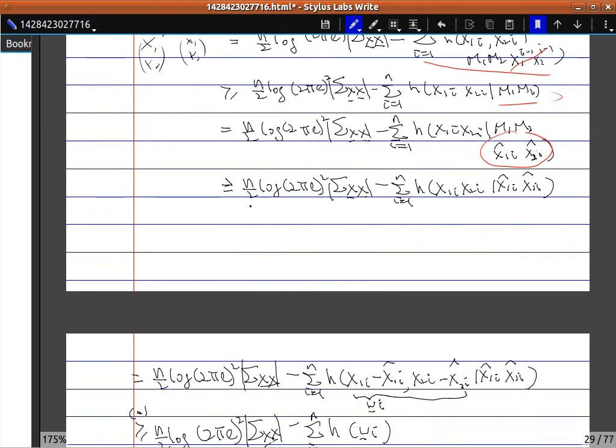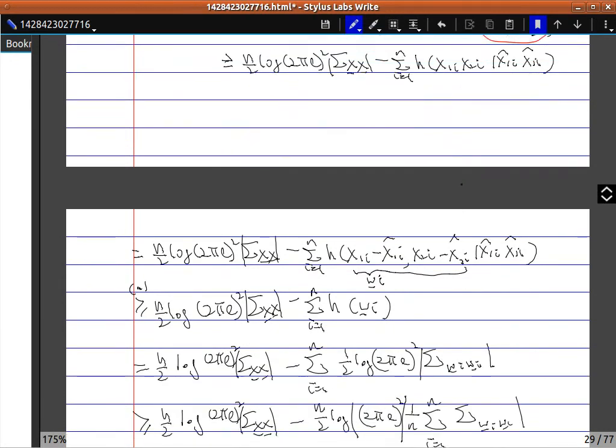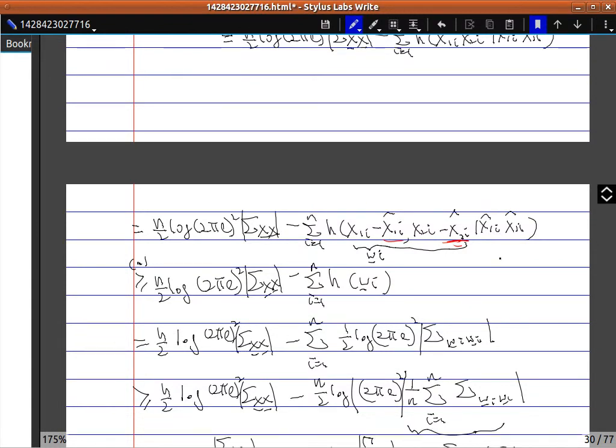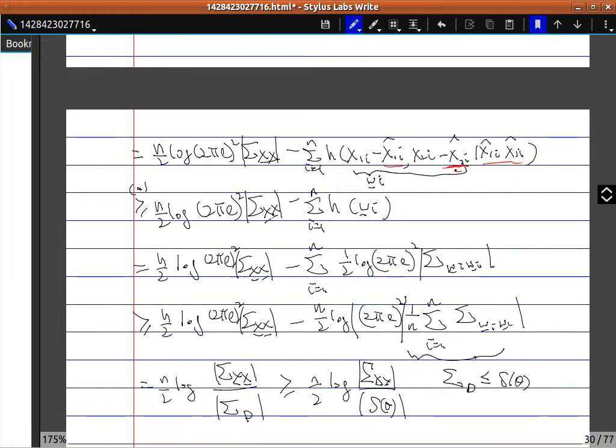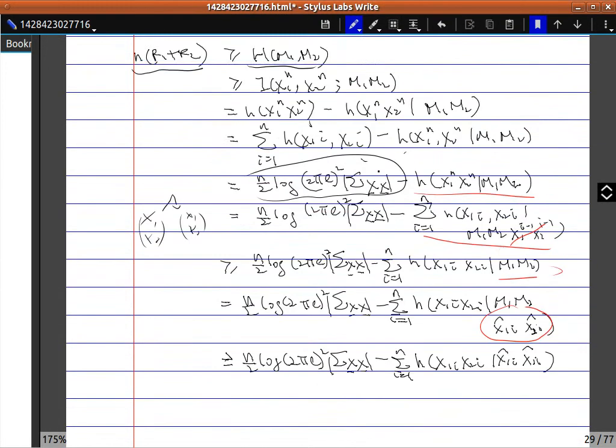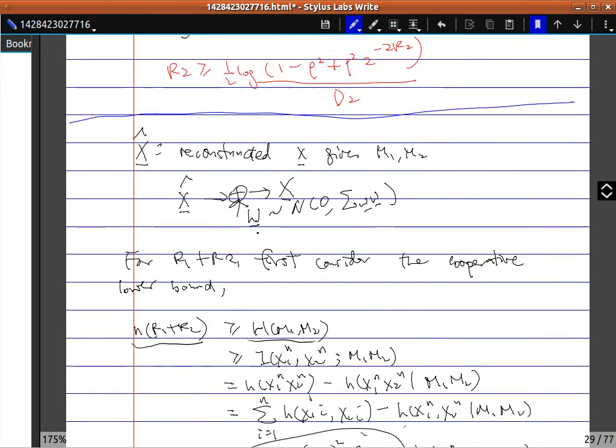And then again, conditioning reduces entropy. We remove m1, m2 here. And here, same kind of trick as before. We can add now x1 hat i and x2 hat i here, because now I'm given this guy, they are just constants. Now this difference here, we just call the error w here.